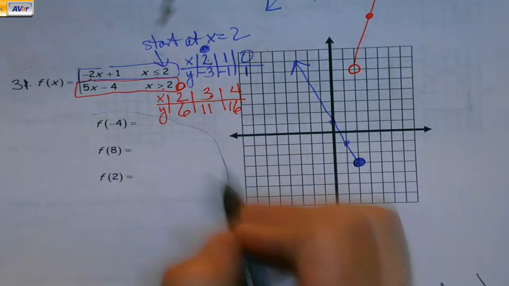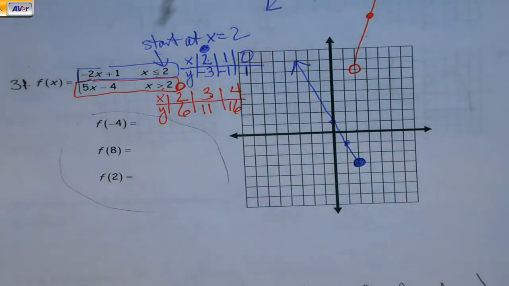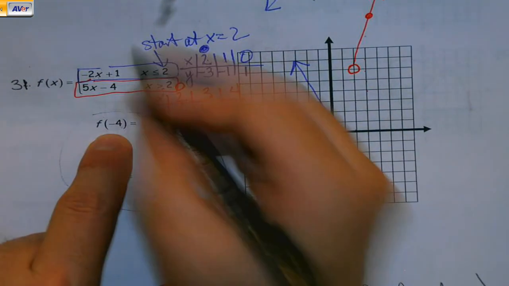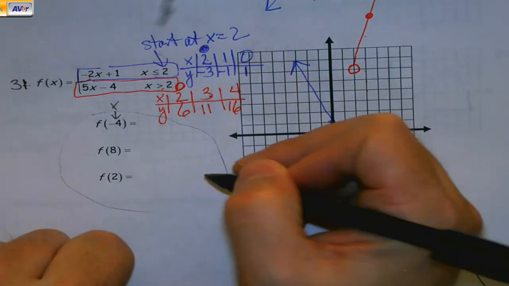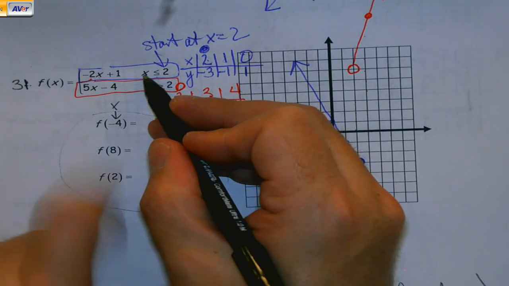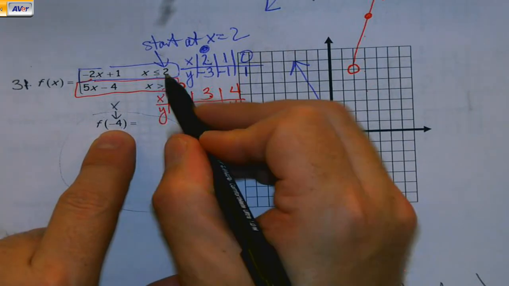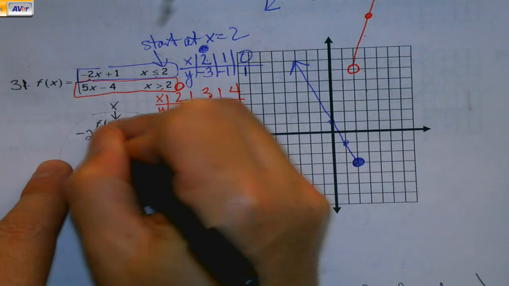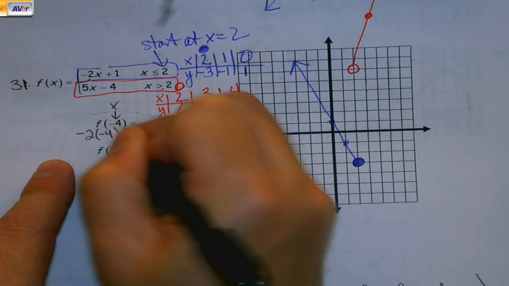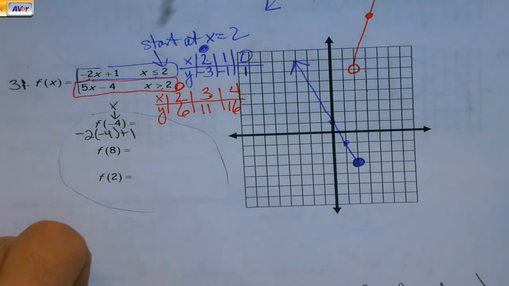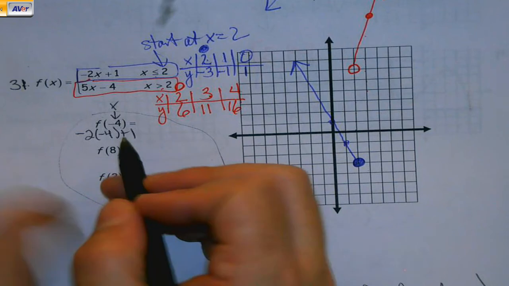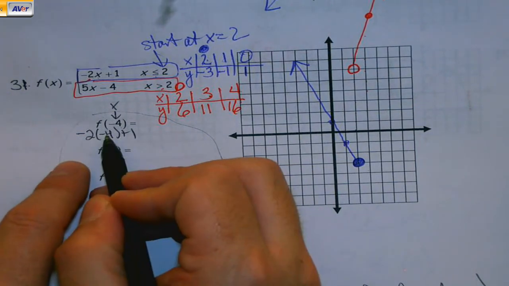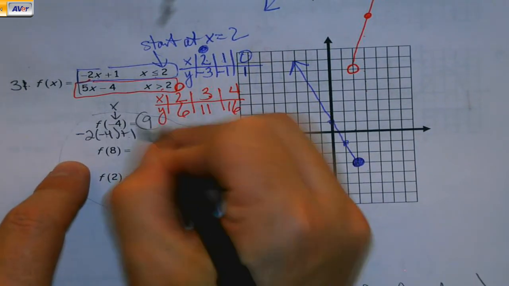When we get down to the bottom, if I can see the point on the graph, go ahead and try to use the graph. Otherwise, I look at this, and that's telling me my x value is negative 4, which is less than 2. So I'm going to plug the negative 4 into that first expression. I can do it on the calculator, or negative times negative is positive 8, plus 1 is 9. Get my answer.